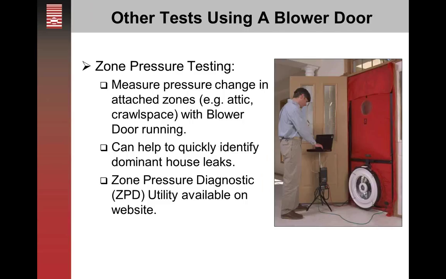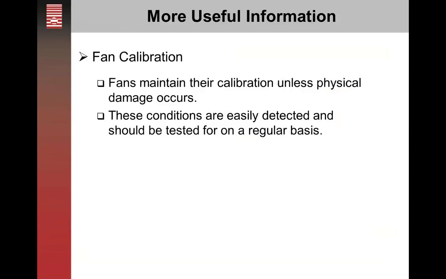We also can use a blower door to help with zone pressure testing and basically determining which area might be more connected to the house than another. So for example, the attic or a crawl space or a garage. So it can help identify where those dominant leaks would be, and we've developed a utility program called a zone pressure diagnostic utility, which runs you through the test and helps you determine what those pressure values mean and where they're at.